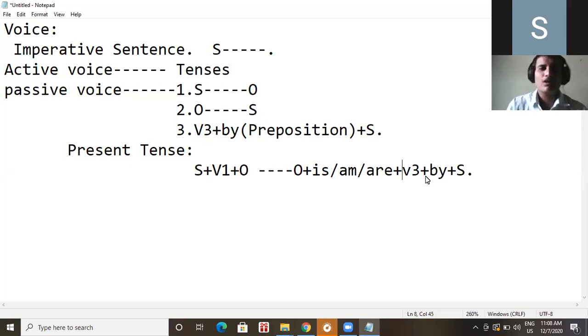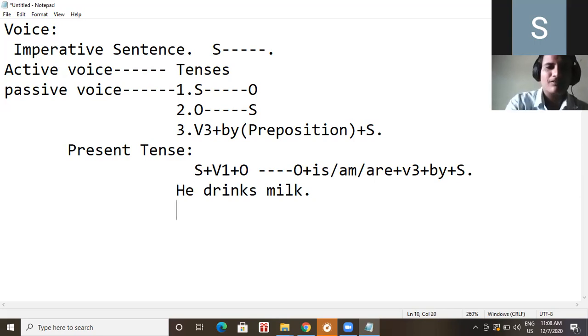These are the rules. For example, we have to see one example. He drinks milk. Subject is changed into object. Object is changed into subject. First write milk. Milk is singular, so is. Milk is drunk, since what is the V3 form of drink? Drank is V2; we have to write drunk. Milk is drunk by, and he is converted into him.